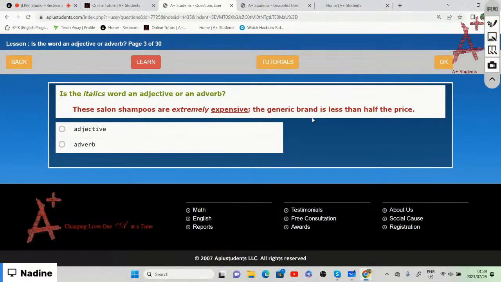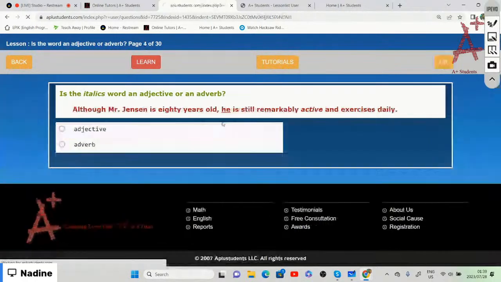All right, so if we were to identify that as being an adjective or an adverb, then we can maybe say, let's choose the adverb, extremely, right? Although Mr. Jensen is 80 years old, he is still remarkably active and exercises daily. So active, describing or modifying him, which is Mr. Jensen, right? Is that an adjective or an adverb?